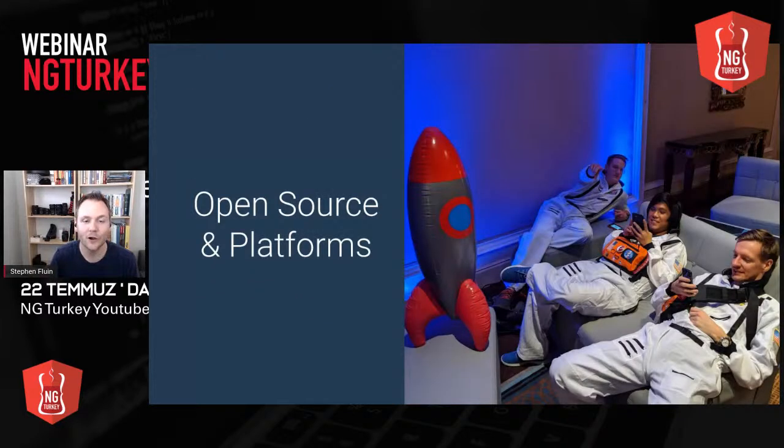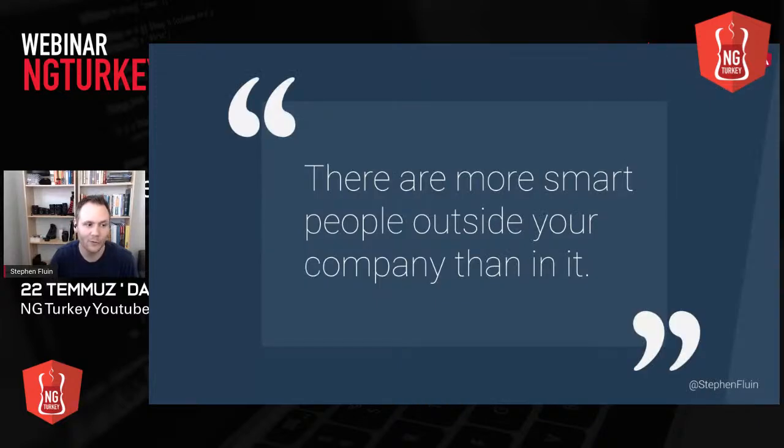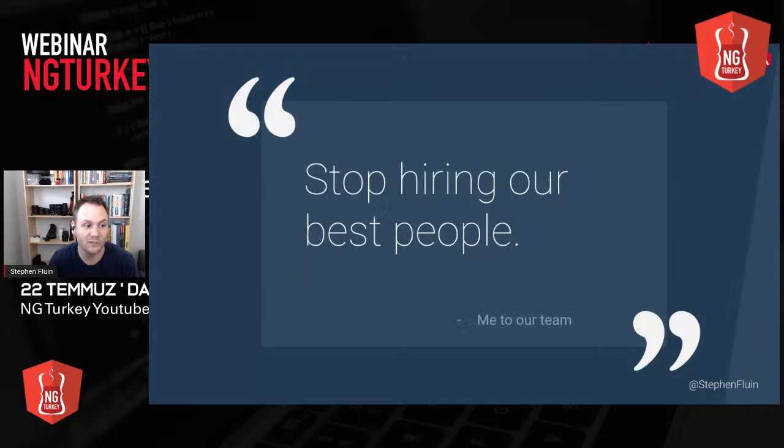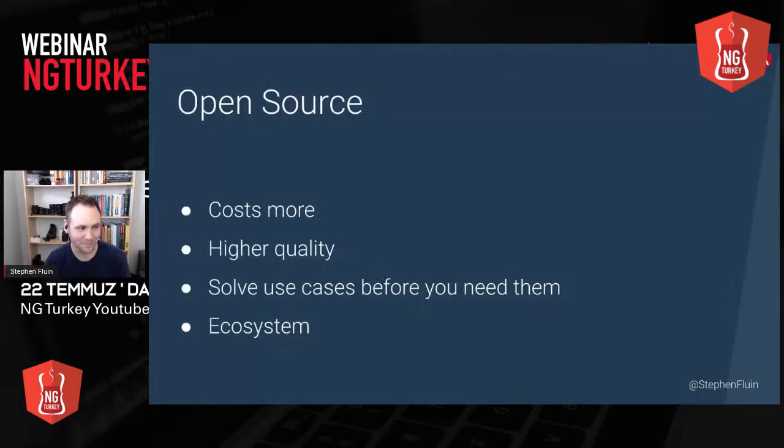Open source and platforms are critical to the success of a lot of different companies. One of my favorite quotes is that there are more smart people outside your company than in it. And I think that's even true when you work at a huge company like Google, where we have a lot of really, really smart people. I often say to our team, stop hiring our best people, because on the Angular team, we have this amazing ecosystem of really intelligent, capable individuals. And oftentimes when we're hiring, we look to those individuals. But I hate getting in the way of people that are doing amazing things in the community.